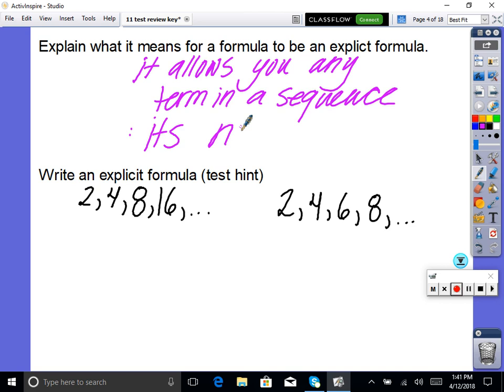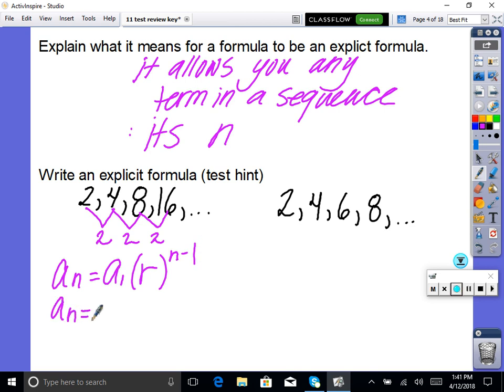So it says write an explicit formula for this. So you've got to say, well, our explicit formulas can be arithmetic or geometric. So let's see which one it is. 16 divided by 8 is 2, 8 divided by 4 is 2, 4 divided by 2 is 2, making it geometric. Explicit formula for geometric, you need to have memorized a sub 1 times r raised to the n minus 1. So we would say a sub n is equal to a sub 1, 2, our r was 2, raised to the n minus 1. There's our explicit formula.